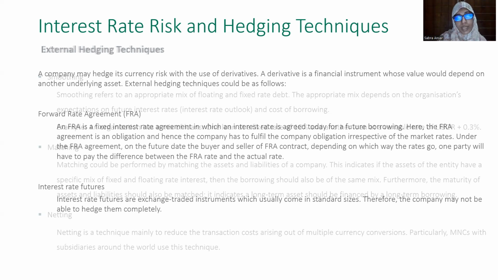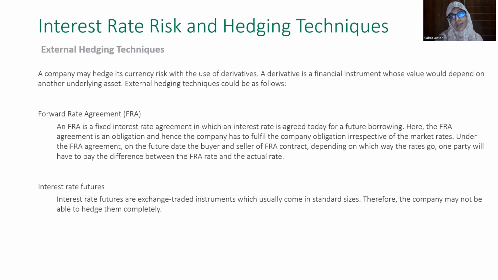Now let's move on to external hedging techniques. In the table, you saw that there are a lot of external hedging techniques. A company may hedge its currency risk with the use of derivatives. You know what a derivative is: a financial instrument whose value depends upon another underlying asset. So we look at how the external hedging techniques are used.